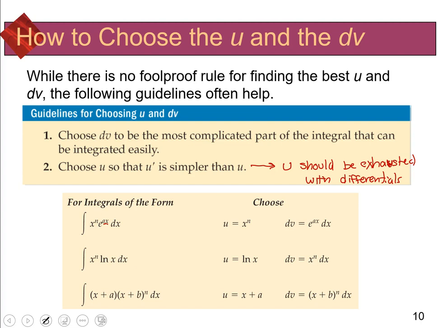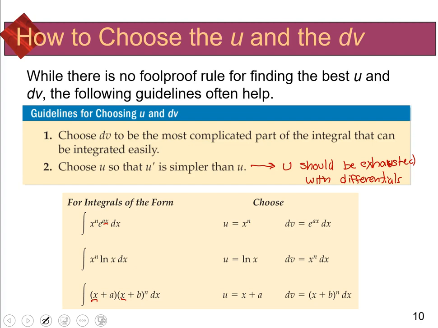and dv should be equal to x to the n dx. And if I have two quantities being multiplied together, as long as they're both binomial and linear, then generally the x plus a, the thing that's not being raised to the power, is what u should be, and dv should be the one being raised to the power.